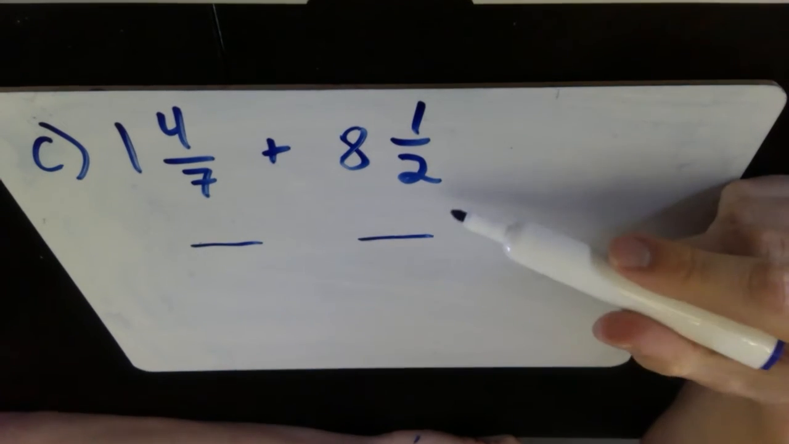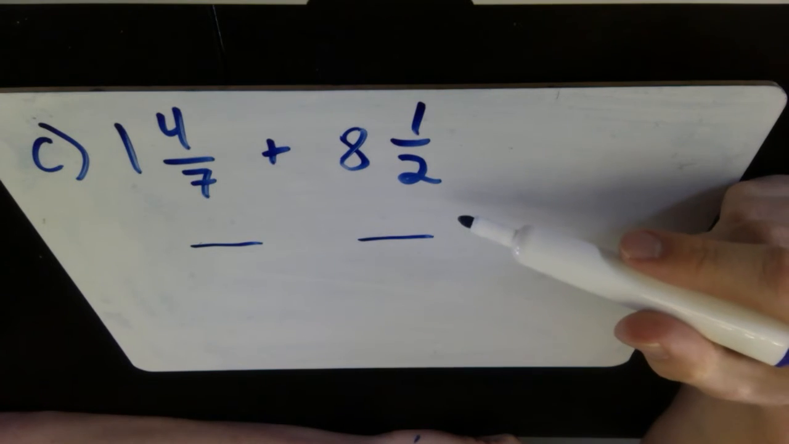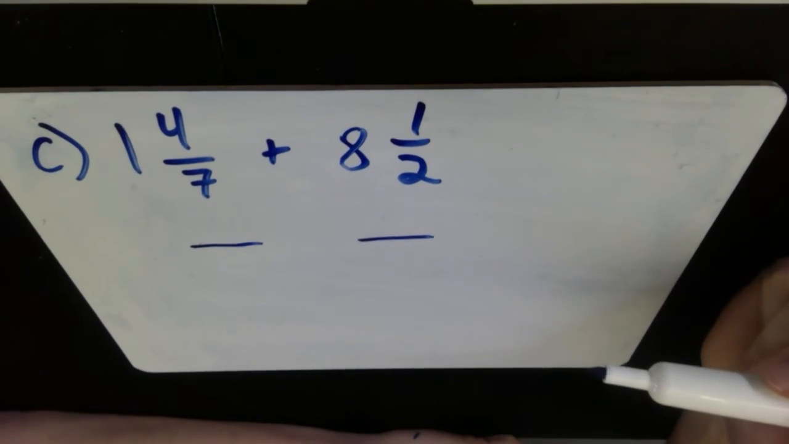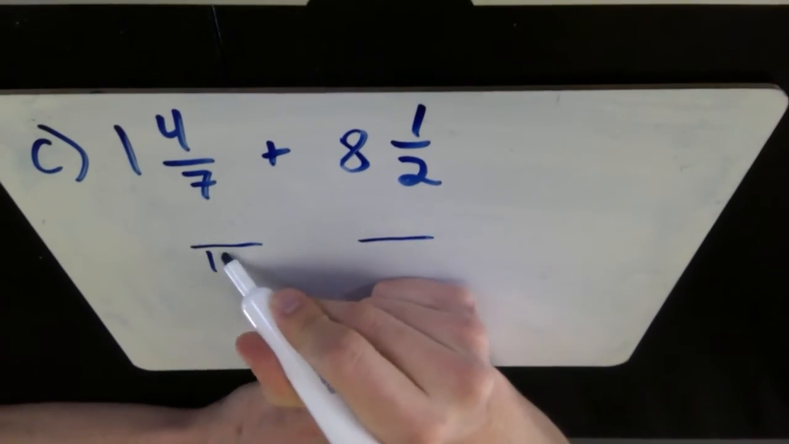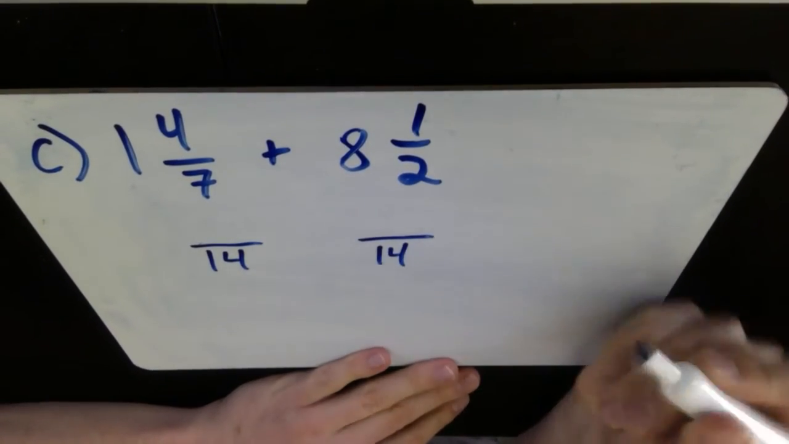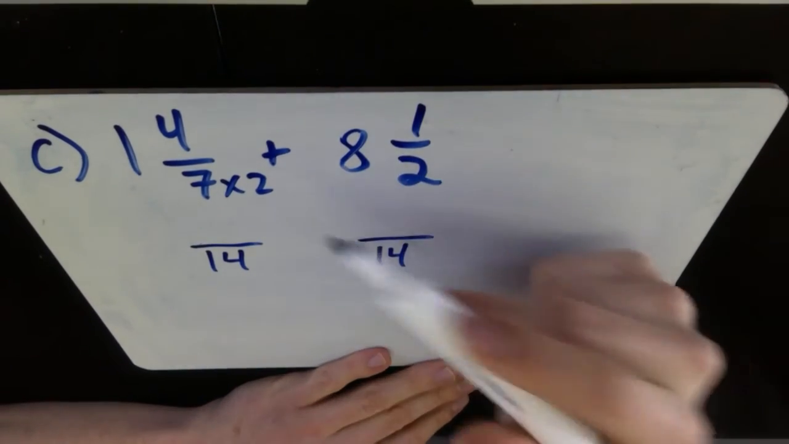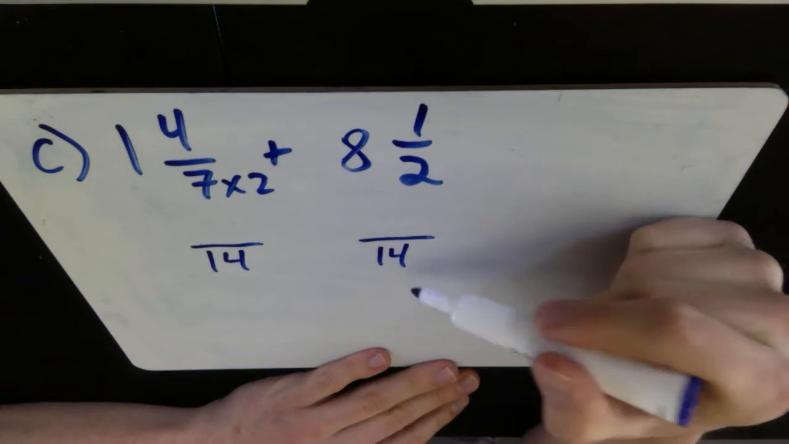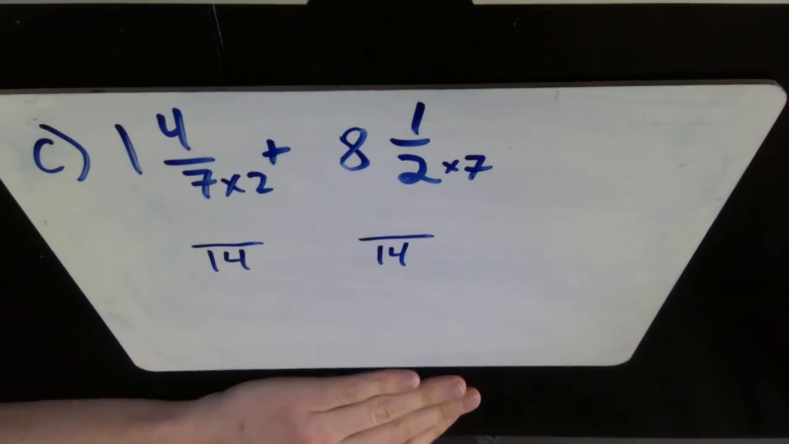But I'm going to go back a sec. 2, 4, 6, 8, 10, 12, 14. I know that 14 is also a multiple of 7, so I'm going to use 14 as my common denominator. To get to 14, I had to go 7 times 2. Over here, to get from 2 to 14, I had to go 2 times 7.